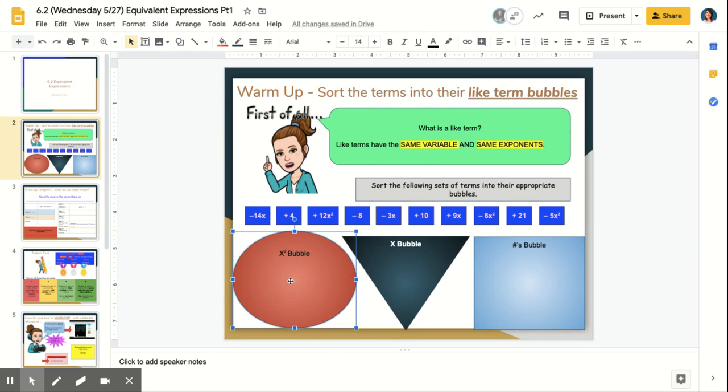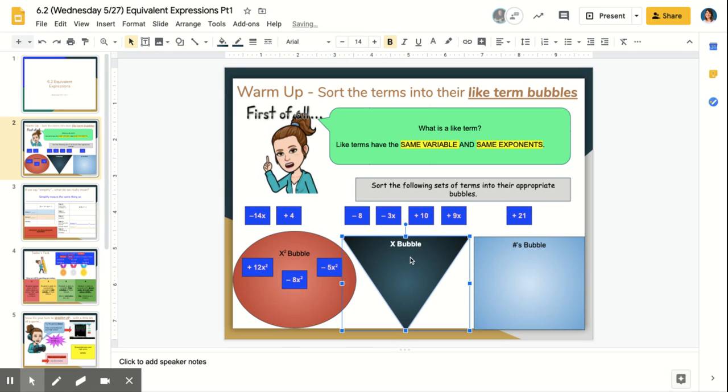So this first bubble is our x squared bubble. Anything with an x squared is going to go in there. So I see 12x squared. What other x squared terms do I see? I see negative 8x squared. And lastly, I see negative 5x squared.